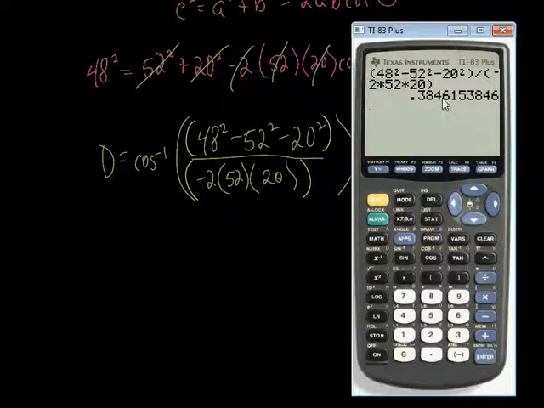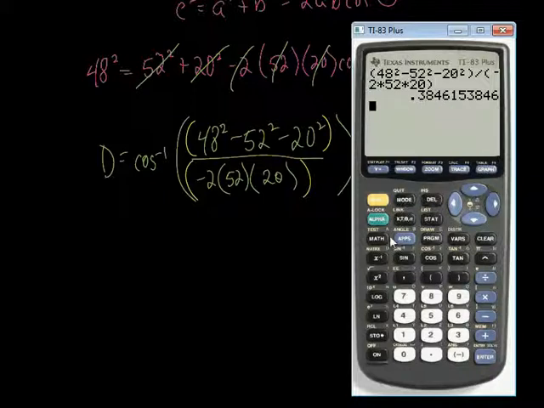Is that my answer, 0.38? Is that the length? Is that the angle? Of course not. I've got to hit the inverse cosine of this. So on your calculator, once you get that 0.3846, blah, blah, blah, all you've got to do is hit second function cosine, bang, your answer pops up.